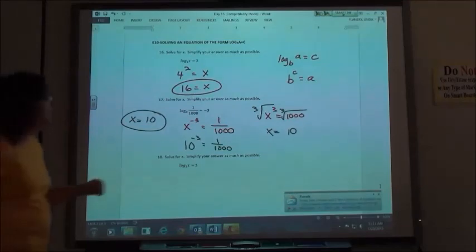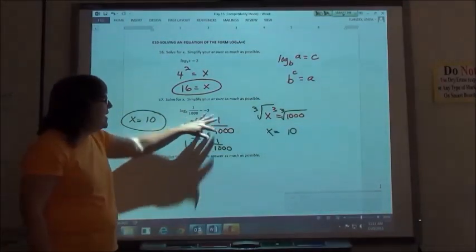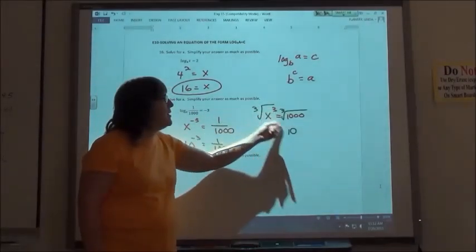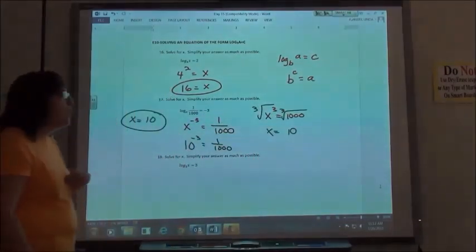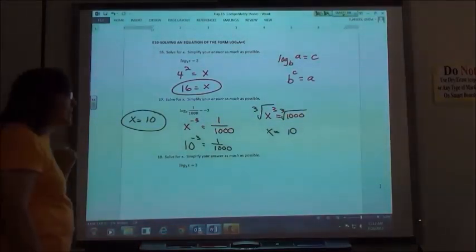So these ones here where you're missing the base are a little bit harder. Since it was negative, I did the reciprocal, and then think about doing the opposite. The opposite of cubing is the cube root. What's the cube root of 1,000? 10. 10 times 10 times 10 is 1,000.